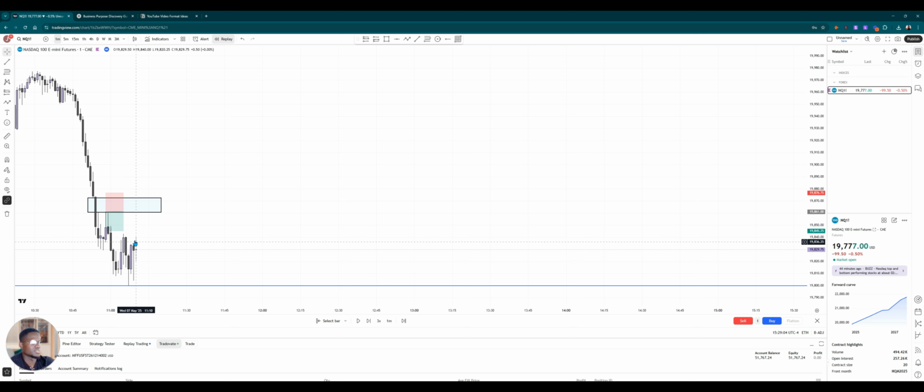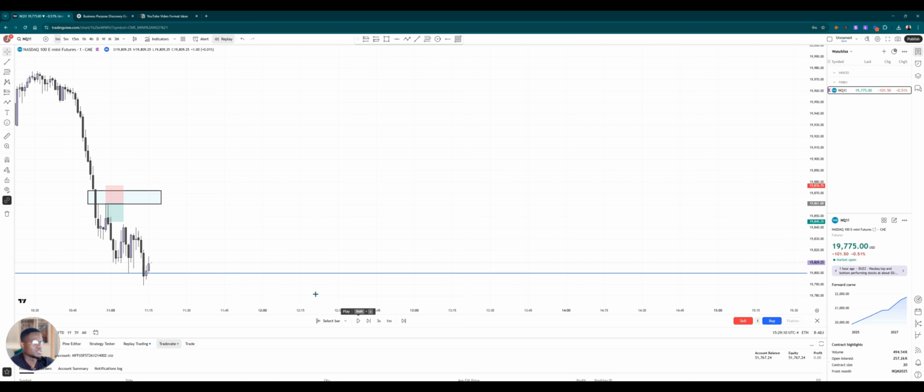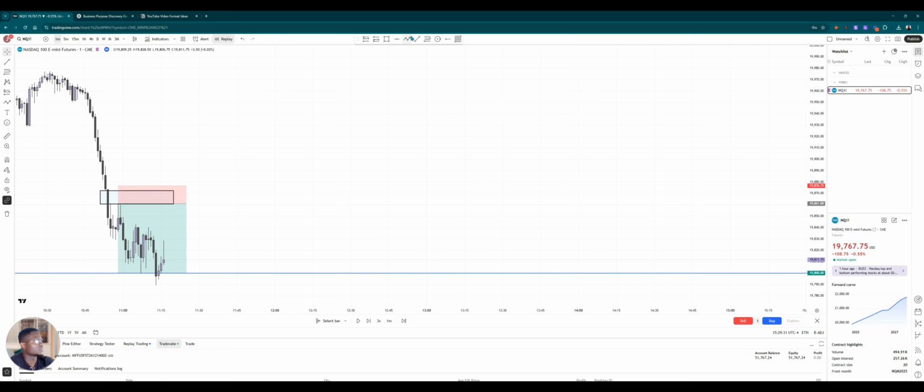I think it touched the draw on liquidity right there. But we can run it for a few more moments to see what happens. Yeah, so that clearly smashes through the draw on liquidity. So what does this mean? This means my overall direction was correct. I did suspect that price was going to go to that target. I just wasn't too sure about the delivery of price at this point in time.